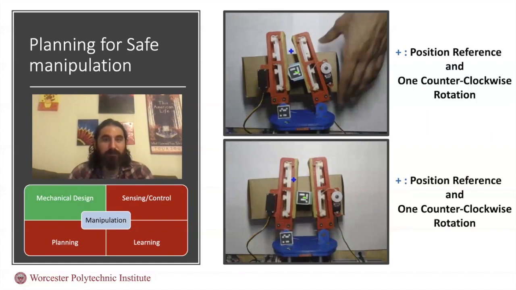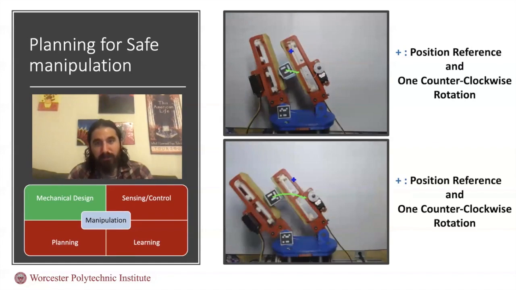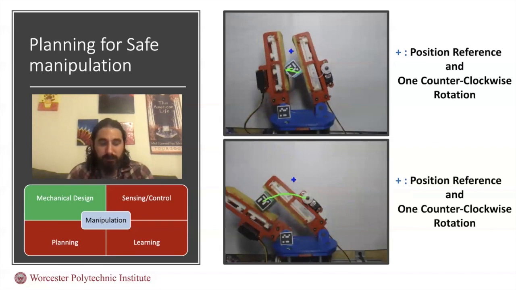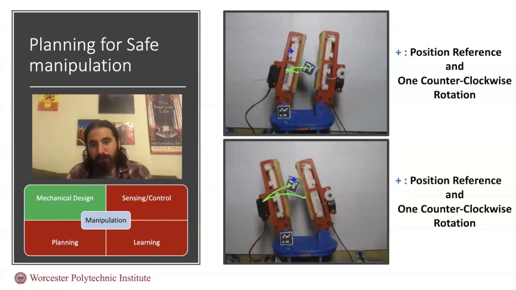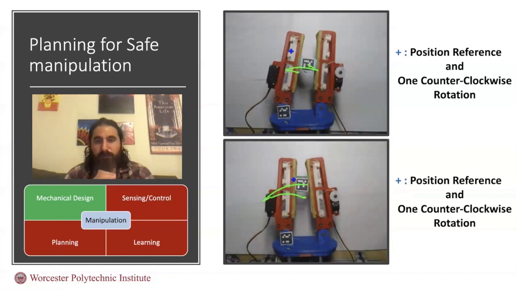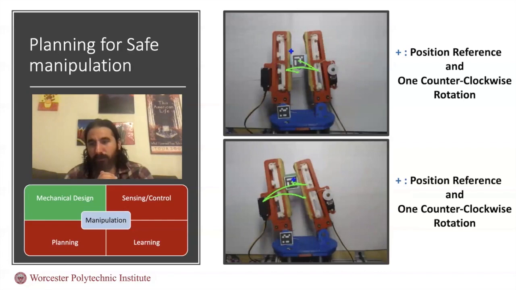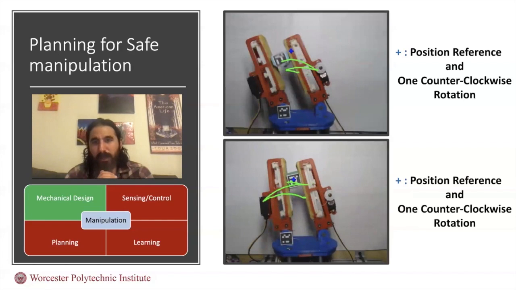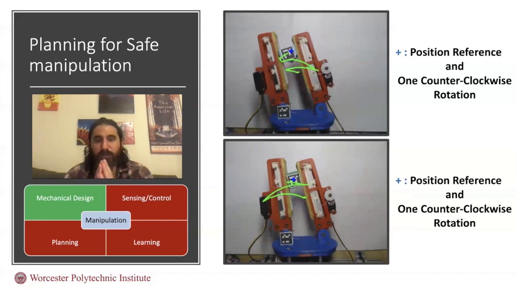So at the top, you see a pentagon object manipulated, and at the bottom, you see a rectangle object that is manipulated. And both of them have one counterclockwise rotation error, as well as some position error. And these systems were both able to reduce and minimize these errors very reliably. And these videos are in real time.